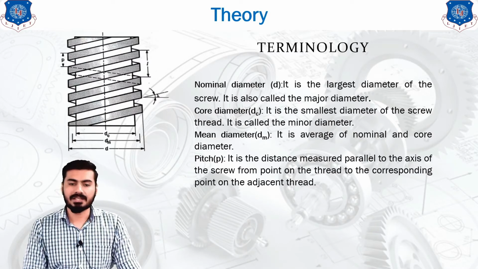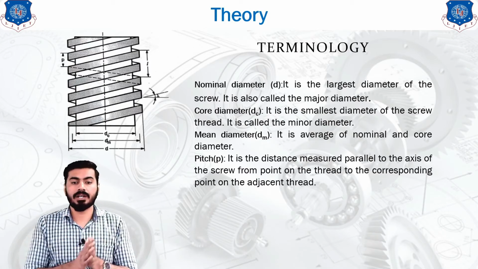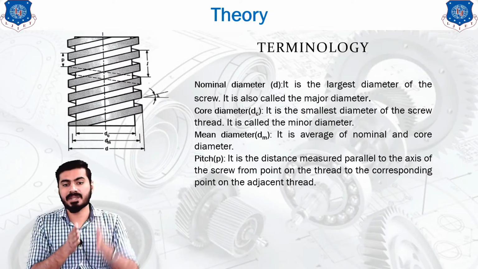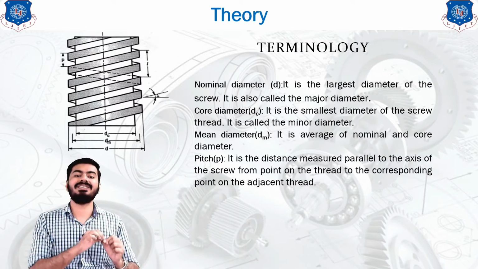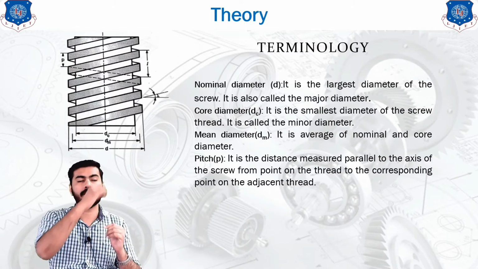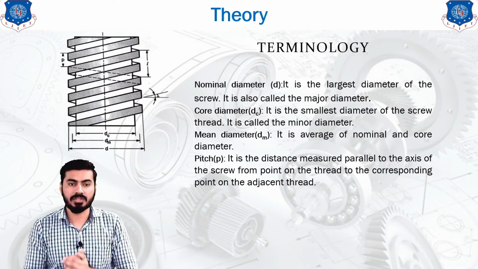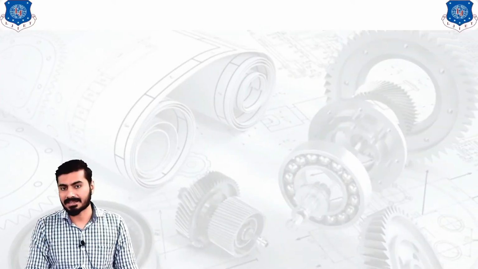The pitch is the distance measured parallel to the axis of the screw. The axis of the screw is vertical over here, and it is the distance measured parallel to the axis from a point on one thread to the corresponding point on the adjacent thread. That's why the pitch is the distance measured along the axis.